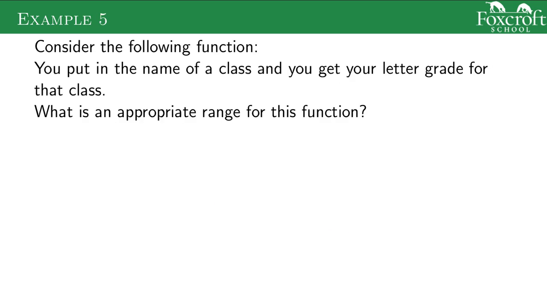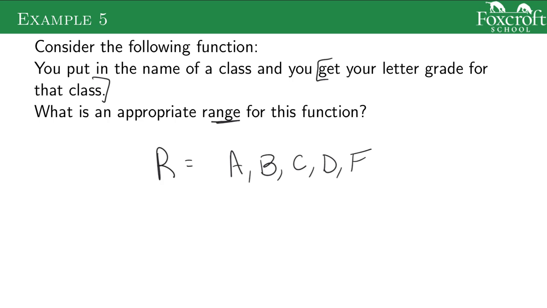All right, and here's our last example. It's another scenario. Again, we're looking at a range, so we're really just focusing on what we get out. We put in the name of a class and we get out a letter grade for that class. This is one of those situations where the range is not going to be numbers because I'm getting out a letter. So what letters are possible to get out for a grade? I can get an A, a B, a C, a D, and an F. Those are the only letter grades you can get, so that's the only thing that makes sense for the range of this function.